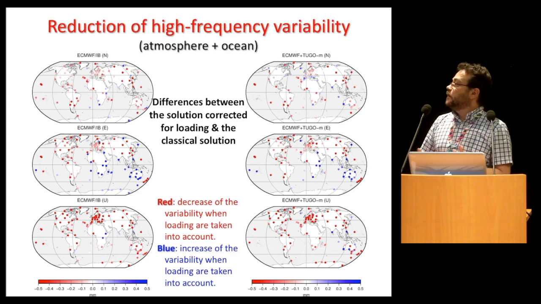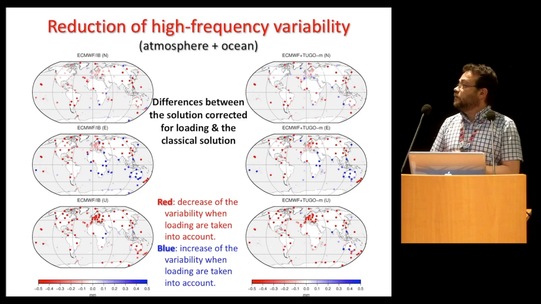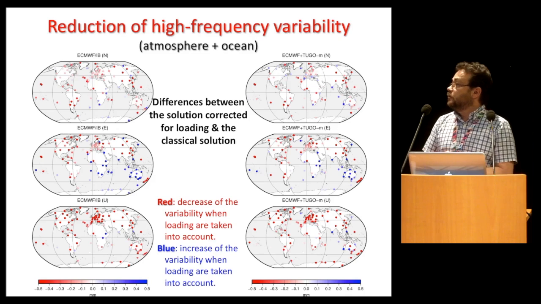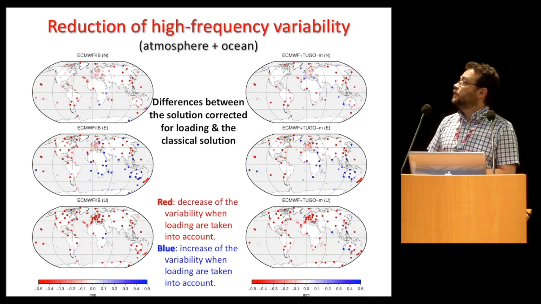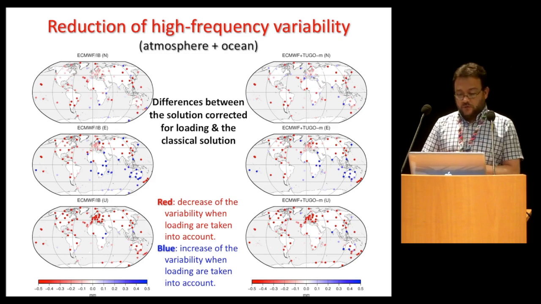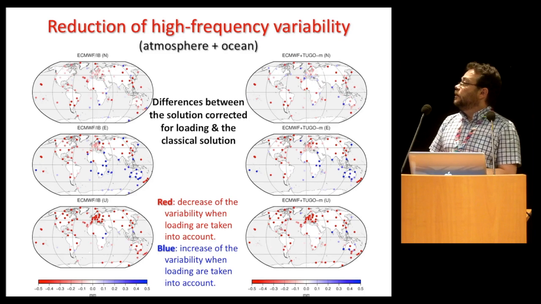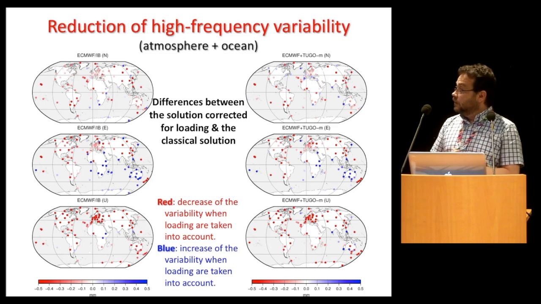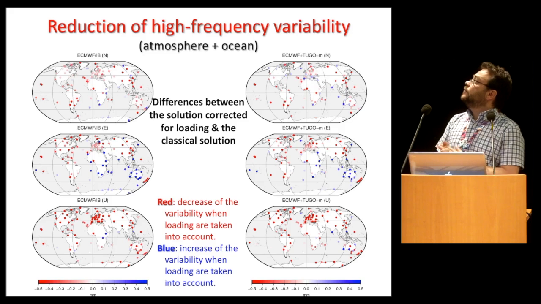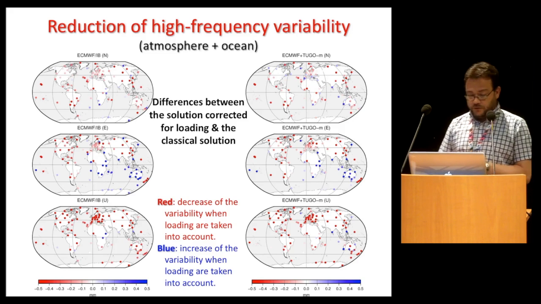So if you see red, it means a decrease of the variability when I take the loading into account. In blue, it means an increase. So clearly, you see for the vertical almost everywhere a decrease, and it's a little more complex for the horizontal.